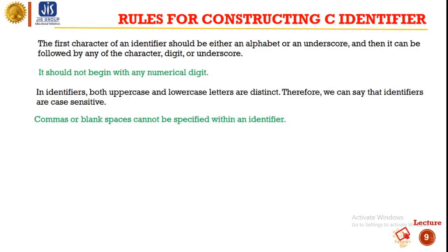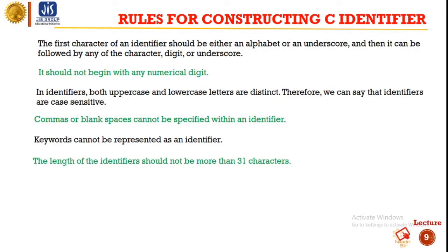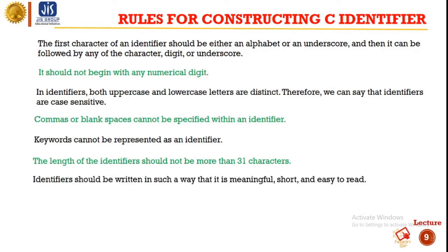Commas or blank spaces cannot be specified with an identifier. Keywords cannot be used as an identifier. As we know, keywords are reserved words in the C compiler whose purpose is already defined, so we cannot use keywords as our identifier. The length of the identifier should not be more than 31 characters, so it must be within 31 characters.